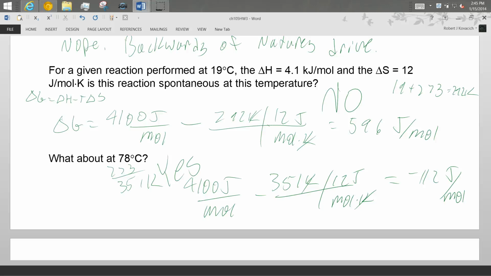The only time you wouldn't have to do the math to answer this question of spontaneity is if one was positive and one was negative, or one was negative and one was positive. There are only two times on that chart when the temperature is irrelevant.